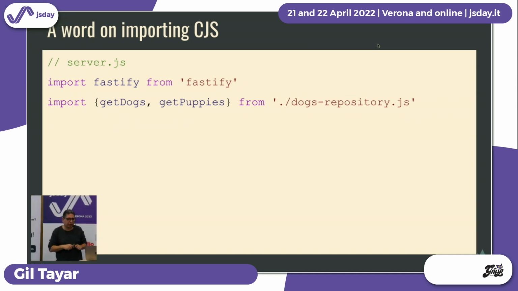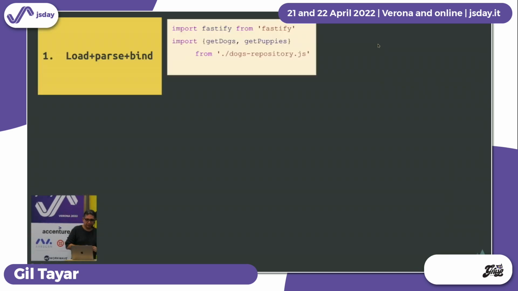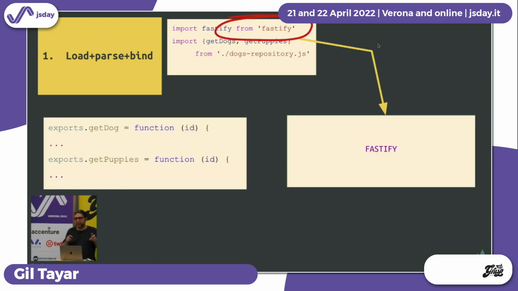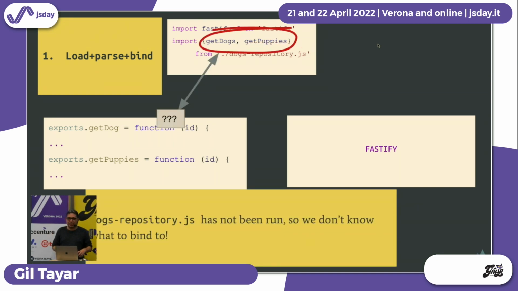Let's see server.js. It's importing Fastify, and then it's importing dogs-repository.js. Dogs repository is a CJS file, okay? There's an interesting subtlety here. This is not as simple as you think. Let's remember load, parse, bind. Let's do the load, parse, bind here. I'm not executing anything. I'm binding Fastify with Fastify. That's not interesting. But I'm binding here. I'm loading the file. I'm not executing the file yet, and this is important. I'm not executing the file. Now I need to bind getDogs and getPuppies. To what?